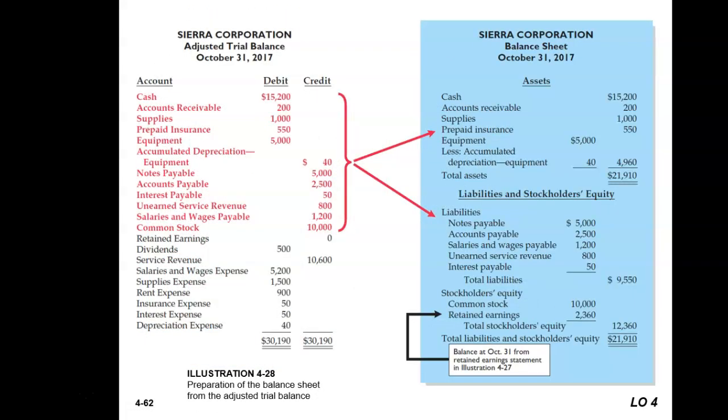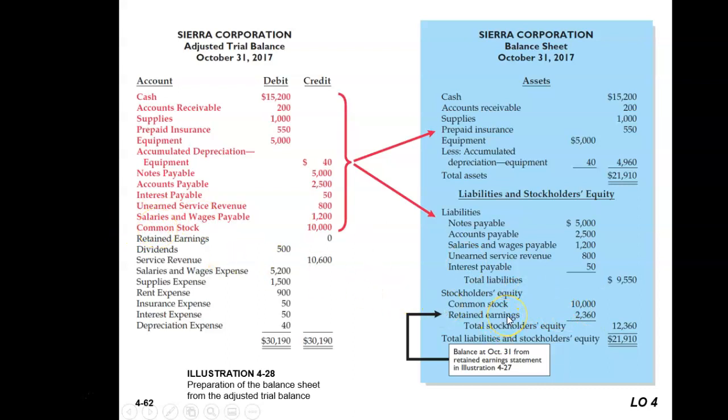$2,360. Next, for the balance sheet, all of our assets are coming from the adjusted trial balance. Remember that accumulated depreciation is a contra asset account, subtracted from the equivalent asset account to get its current book value. You would then add the book value amount to the other assets to get total assets on the balance sheet. Your liabilities are all coming from the adjusted trial balance to get total liabilities. The common stock is coming from the adjusted trial balance.